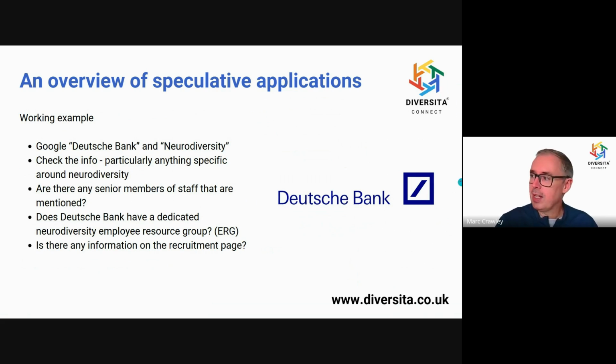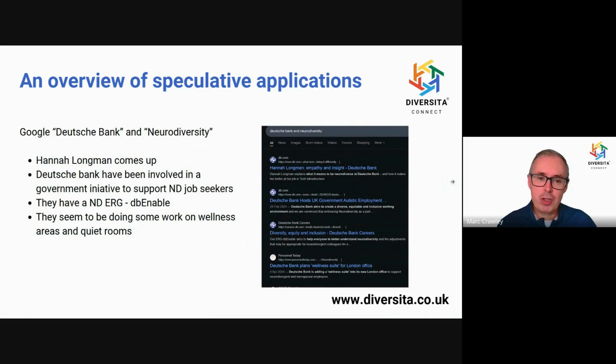So if we Google Deutsche Bank and neurodiversity, now this is a little bit outdated, this example, but it'd be interesting to see if all of these still come up. So someone like Hannah Longman comes up straight away. And I know Hannah, and she certainly did focus a lot on neuro-inclusion at Deutsche Bank. You can see Deutsche Bank have been involved in a government initiative to support neurodivergent job seekers.